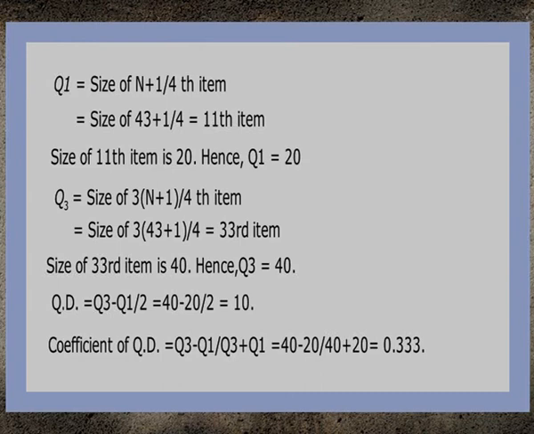Now we'll calculate QD, that is quartile deviation, which is equal to (Q3 - Q1)/2. So that is equal to (40 - 20)/2, which gives us 10. Now we'll calculate the coefficient of quartile deviation. The formula is (Q3 - Q1)/(Q3 + Q1). So that is equal to (40 - 20)/(40 + 20), which is equal to 0.333.